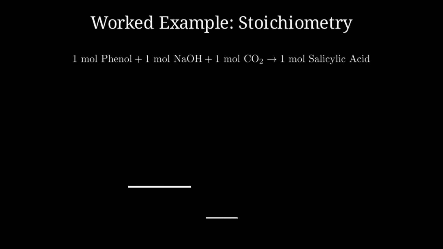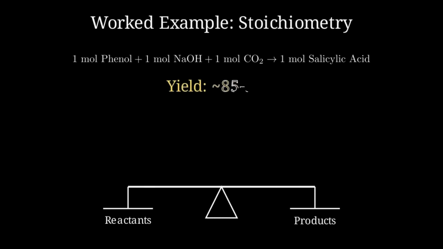Let's look at the stoichiometry. Under ideal industrial conditions, 1 mole of phenol reacts with 1 mole of carbon dioxide to produce 1 mole of salicylic acid. High yields are achievable through careful control of pressure and temperature.